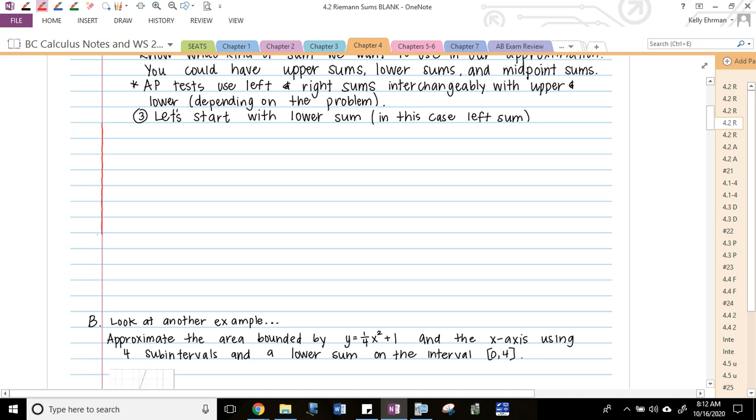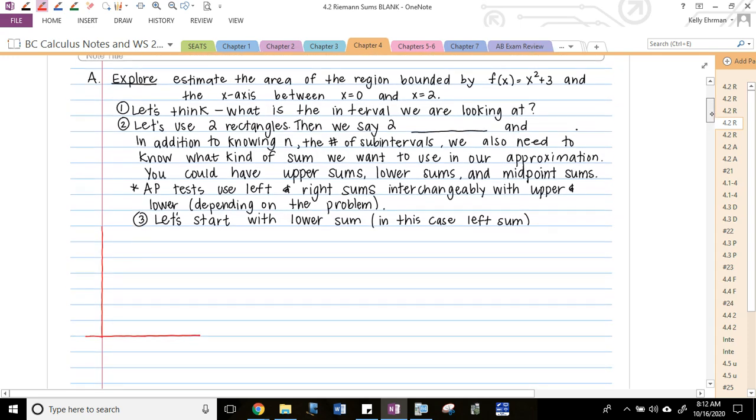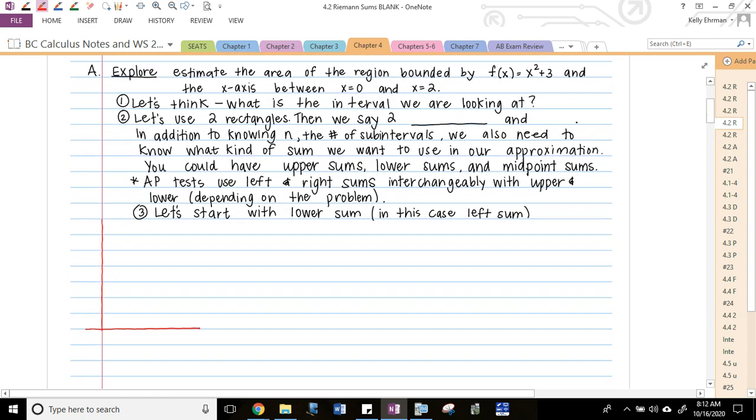So an x and a y axis. We're looking between x equals 0 and 2. So f of 0 is 3. Okay, so there's f of 0. And then 1, 2 like this. F of 2 would be 7. 1, 2, 3, 4, 5, 6, 7. Space that out pretty well. And I know it's a piece of a parabola, so I'm going to curve that a bit.